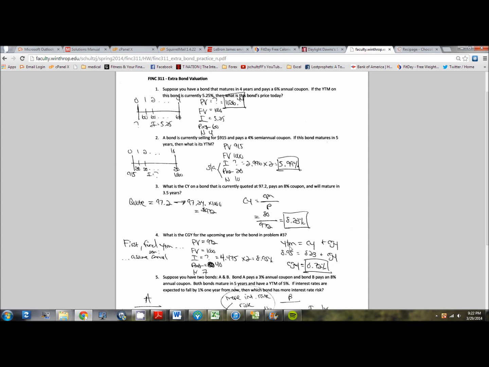Then you can simply plug into this relationship, this equation, and back out your capital gains yield of 0.72%. So that is how you solve number 3 and number 4 on the extra bond valuation set.